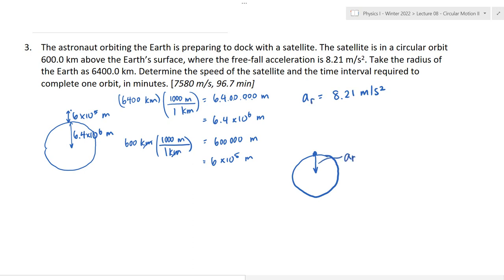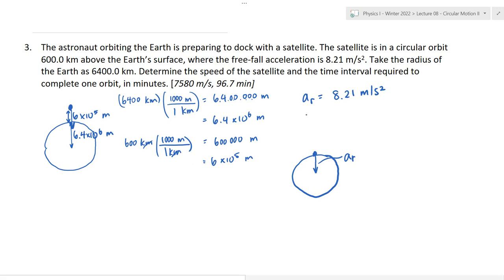So this is the radial acceleration here. It says the free fall acceleration is 8.21 meters per second squared. That is the radial acceleration. It points towards the center of the circular path. When we're talking about this astronaut that's in orbit, right? This astronaut right here, its free fall acceleration is pointing downwards, towards the center of the Earth. That's its radial acceleration. So we know the radial acceleration is 8.21 meters per second squared.